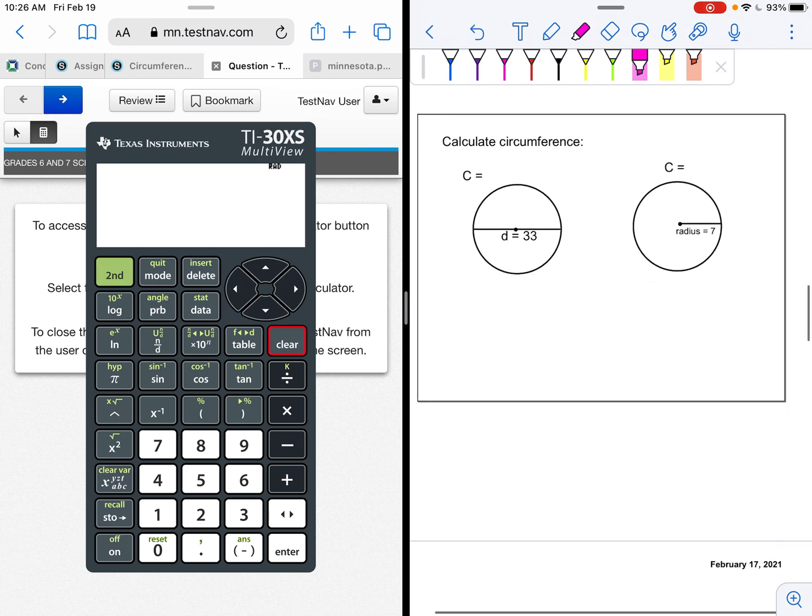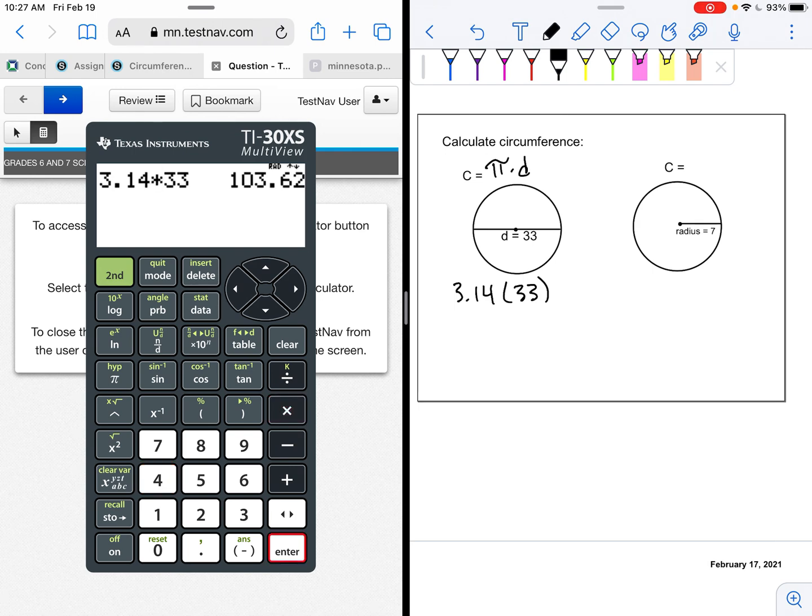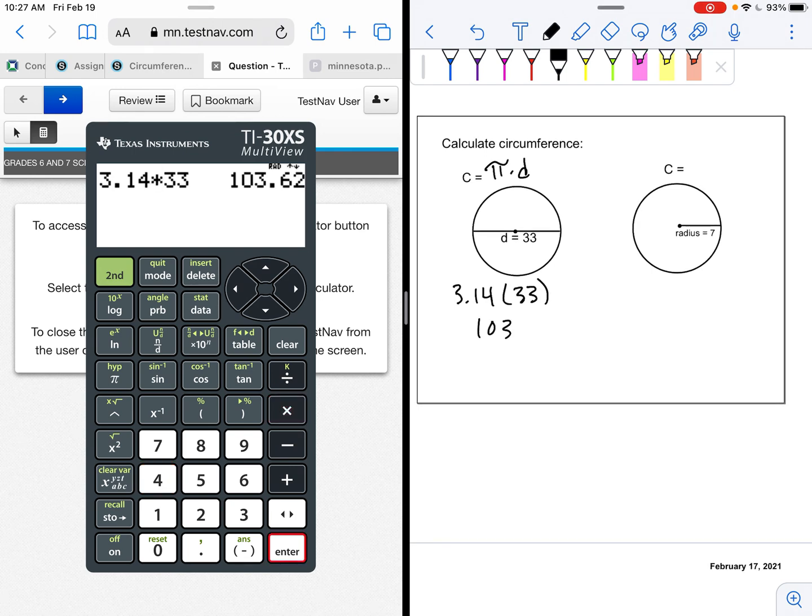So let's look at circumference. We're going to calculate circumference off of a circle with a diameter and one with a radius. So remember, circumference is pi times diameter. And we are actually, like I said, just going to use 3.14. So I'm going to come down here and do 3.14 times 33 because that is my diameter. So over here on the calculator, I'm going to do 3.14 times diameter. And I'm going to get 103.62. And this doesn't have anything, but we'll put inches. Make sure you label it inches or centimeters, whatever it happens to be.